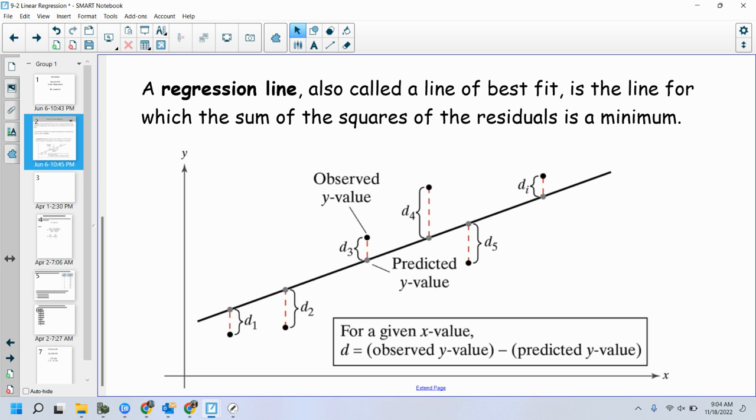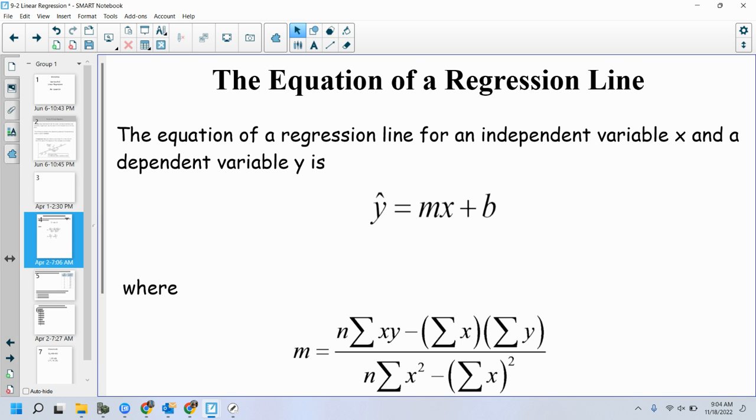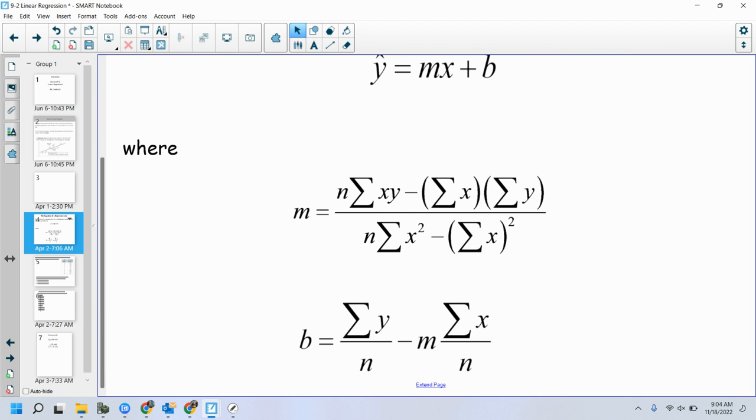Okay, now I'm going to show you how to do this in your calculator, but again, we might do it by hand one time. Why not? Our equation of the regression line is going to be y is equal to mx plus b. It's going to come out in that mx plus b form. But I want to show you exactly what your calculator is doing for you.